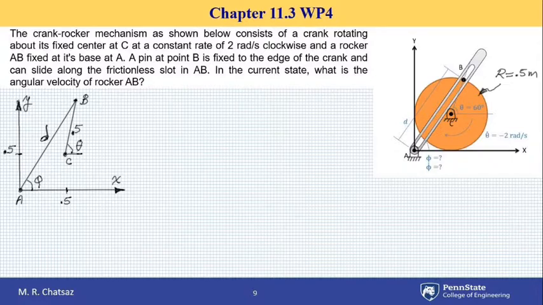I already drew a diagram here in the XY coordinate system, so I can set up relationship between positions of points B and C, and then if I write position equations, then I can take a time derivative and find velocity formulas. So basically, if you look at the mathematics of it here, we can write two equations, x and y, and then take two derivatives and then solve for the desired unknown. So let's see how we can set up these equations.